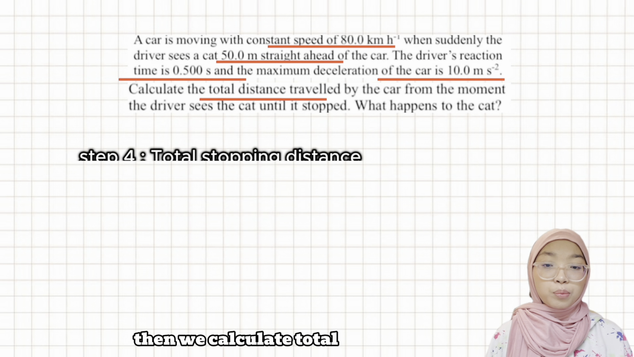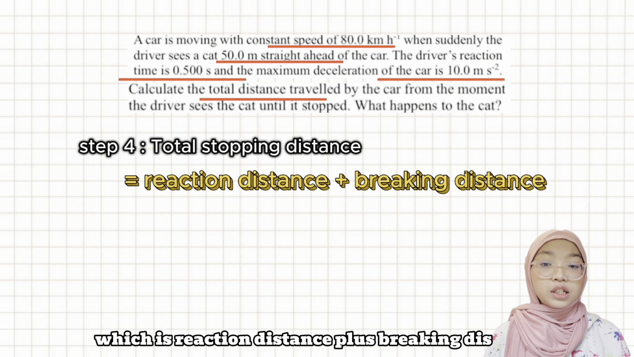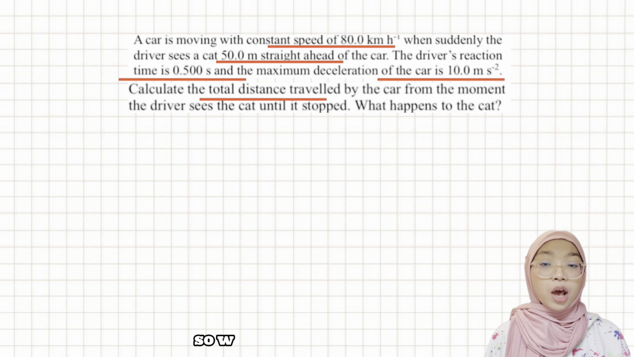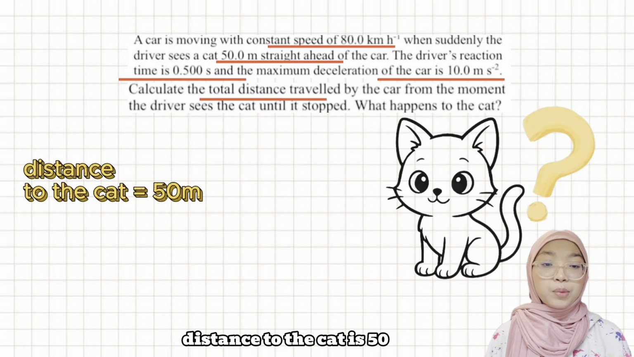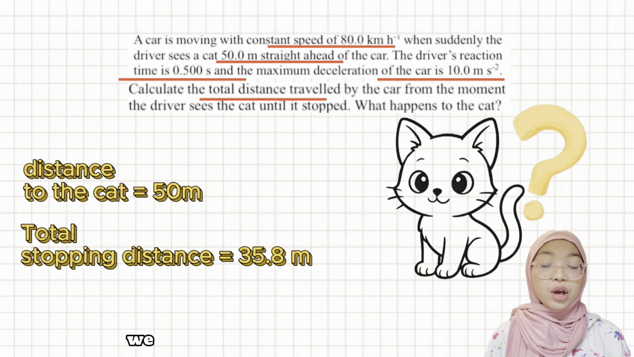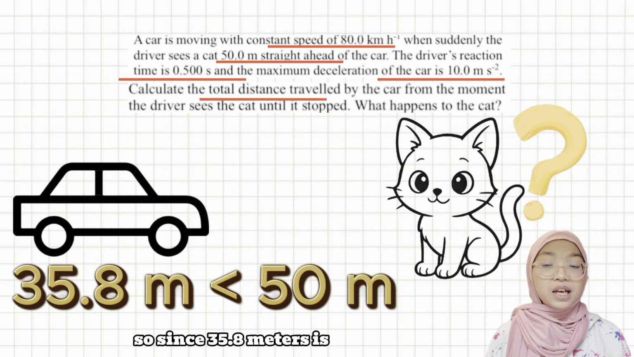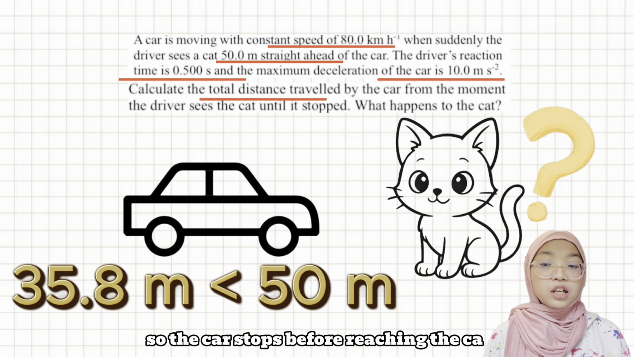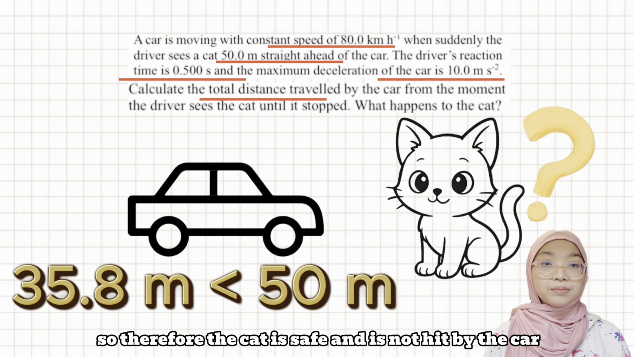Then we calculate the total stopping distance, which is reaction distance plus braking distance, and we get 35.8 meters. So what happened to the cat? We get from the question that the distance to the cat is 50 meters. The total stopping distance we calculated is 35.8 meters. Since 35.8 meters is less than 50 meters, the car stops before reaching the cat. Therefore, the cat is safe and is not hit by the car.